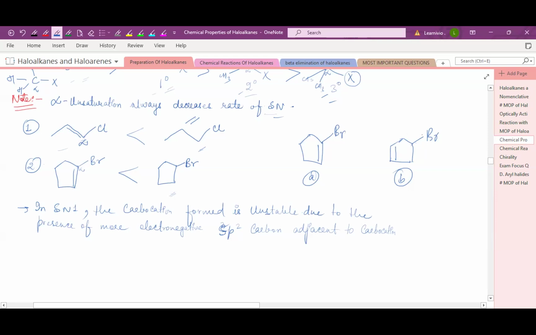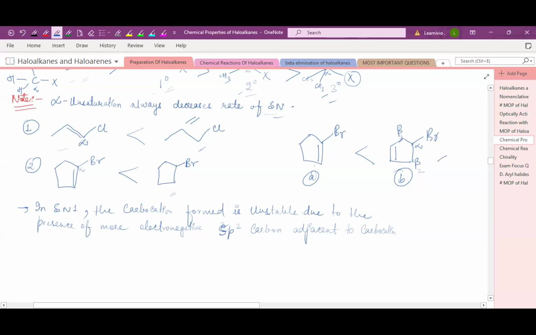So you have to check which one is your alpha carbon. If there is an unsaturation between the alpha and beta carbon, between the alpha and beta position, then it will decrease the rate of nucleophilic substitution reaction. So that's why this B will be more reactive towards nucleophilic substitution reaction, because suppose this is your alpha. Bromine is attached to this carbon, so this is your alpha, and this is your beta. There are two beta positions, and this is again a beta. Between this alpha and beta 1, and beta 2, there is no unsaturation. So the rate of reactivity will be fast in this.